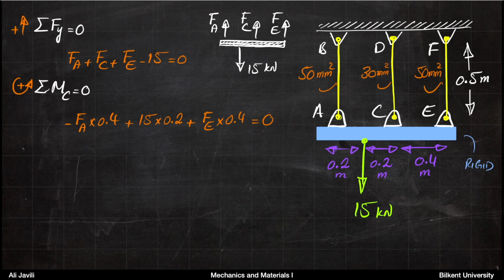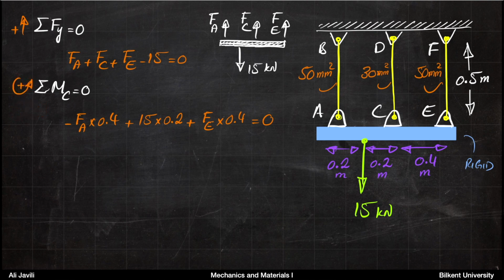So the equilibrium equations are the sum of forces in the y direction is 0. Assuming that the plus direction is upwards, you get FA plus FC plus FE minus 15 kilonewton is 0. And then you write the sum of moments with respect to any point to be 0, assuming that counterclockwise is positive.